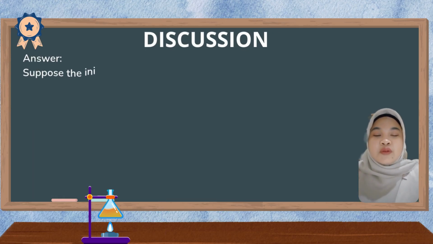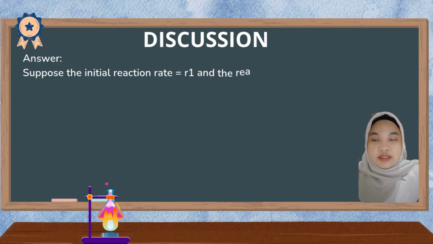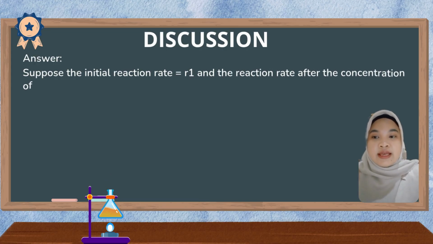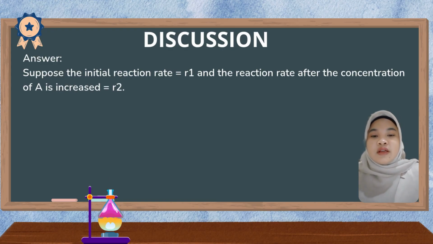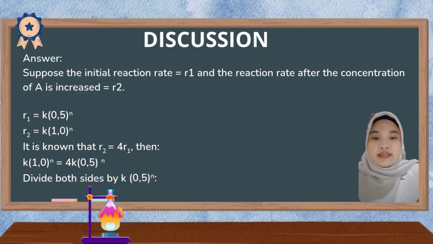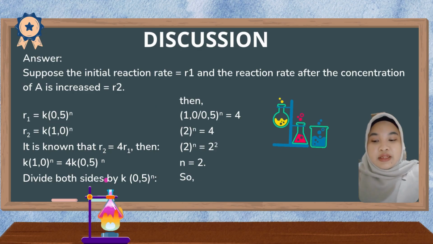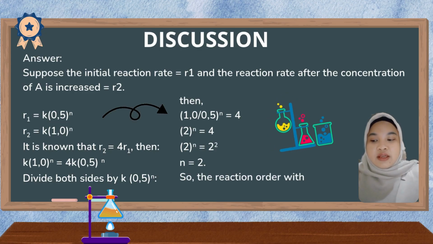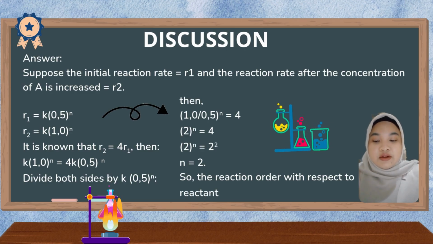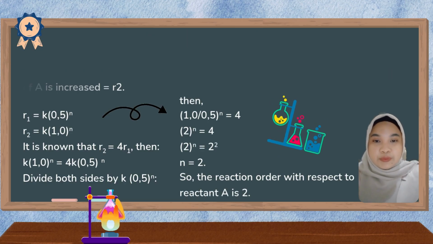Next, the answer. Suppose the initial reaction rate equal to R1 and the reaction rate after the concentration of A is increased equal to R2. R1 equals K times 0.5 to the power of n. R2 equals K times 1 to the power of n. It is given that R2 equals 4 times R1, then K times 1 to the power of n equals 4 times K times 0.5 to the power of n. Then 1 over 0.5 to the power of n equals 4. 2 to the power of n equals 4. 2 to the power of n equals 2 to the power of 2. So the reaction order with respect to reactant A is 2.